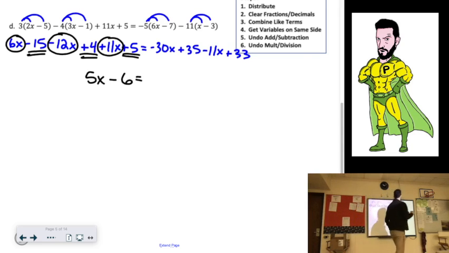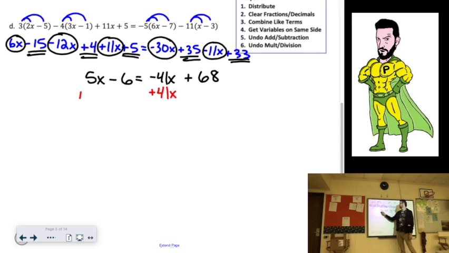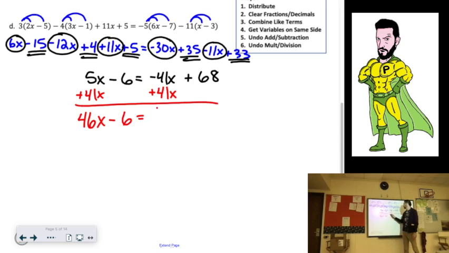That's not too bad. Right side, if we combine our x's, we have negative 30 and negative 11. That would be negative 41x. Regular numbers, we have 35 plus 33. That's 68. See, I told you in 2 steps it's going to look all right. We gotta get the x's together. Old Mr. Plant's gonna add 41x to both sides to cancel out the minus 41x. So that would give us 46x minus 6 equals 68.